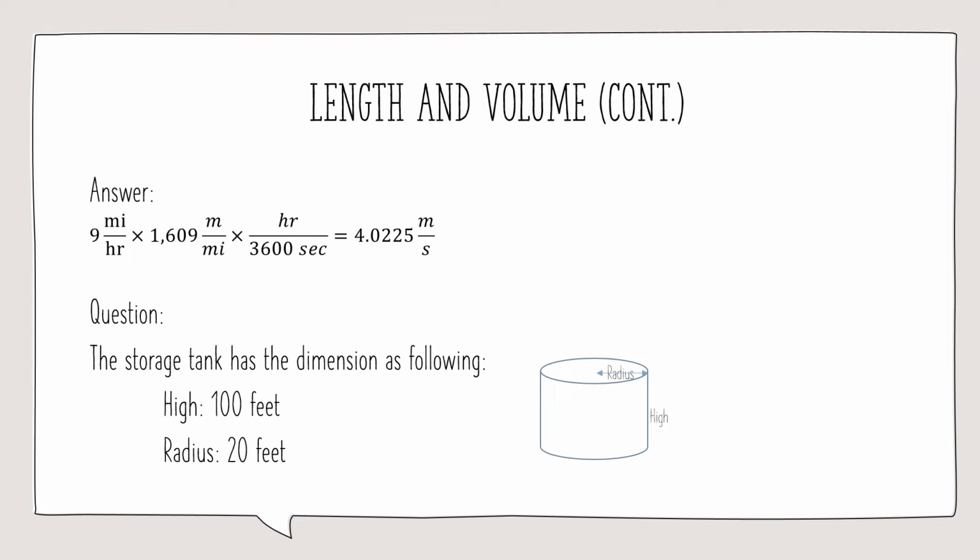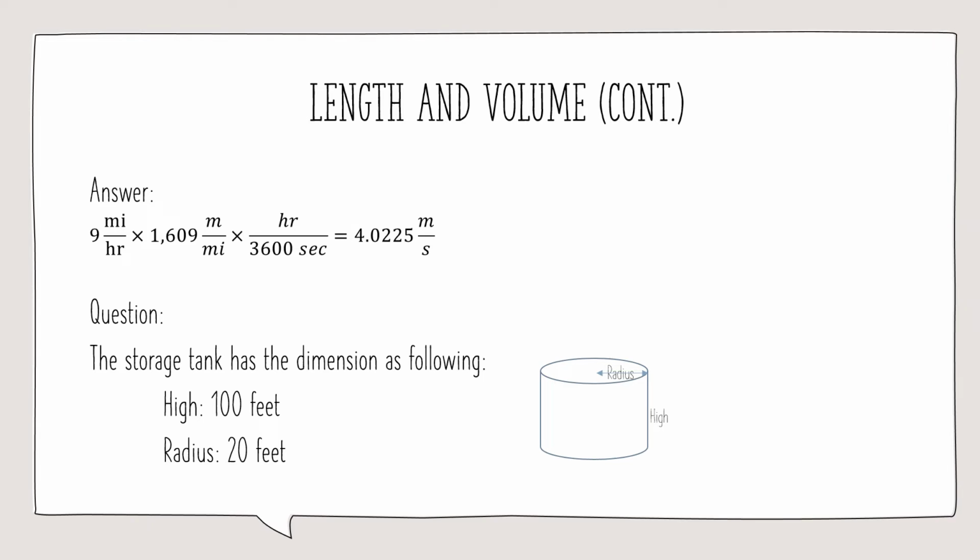So we have 9 miles per hour and then we have 1,609 meters per mile. So we can calculate how many meters per hour the wind speed is. And then we know that 1 hour is 60 minutes and 1 minute is 60 seconds. So 1 hour is 3,600 seconds. So we can calculate how many meters per second is the wind speed. Mile cancels mile, hour cancels hour, so we leave in the end meters per second. I got 4.0225 meters per second.